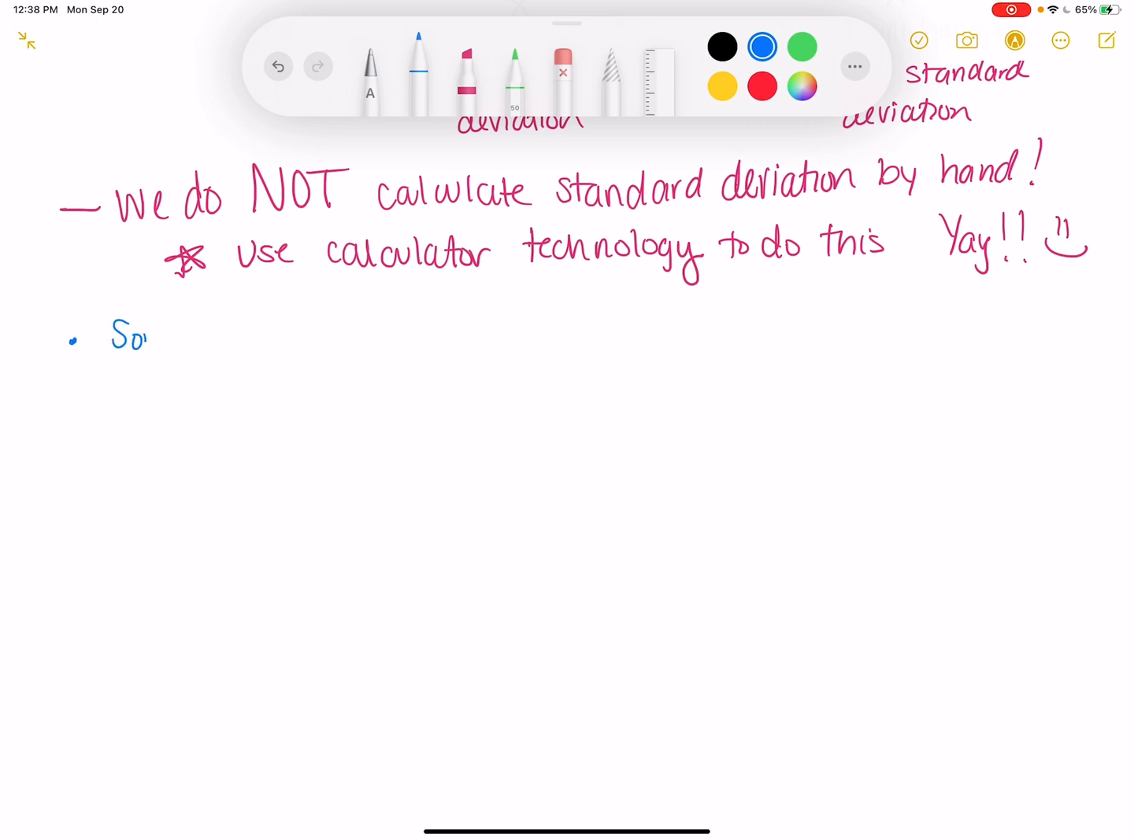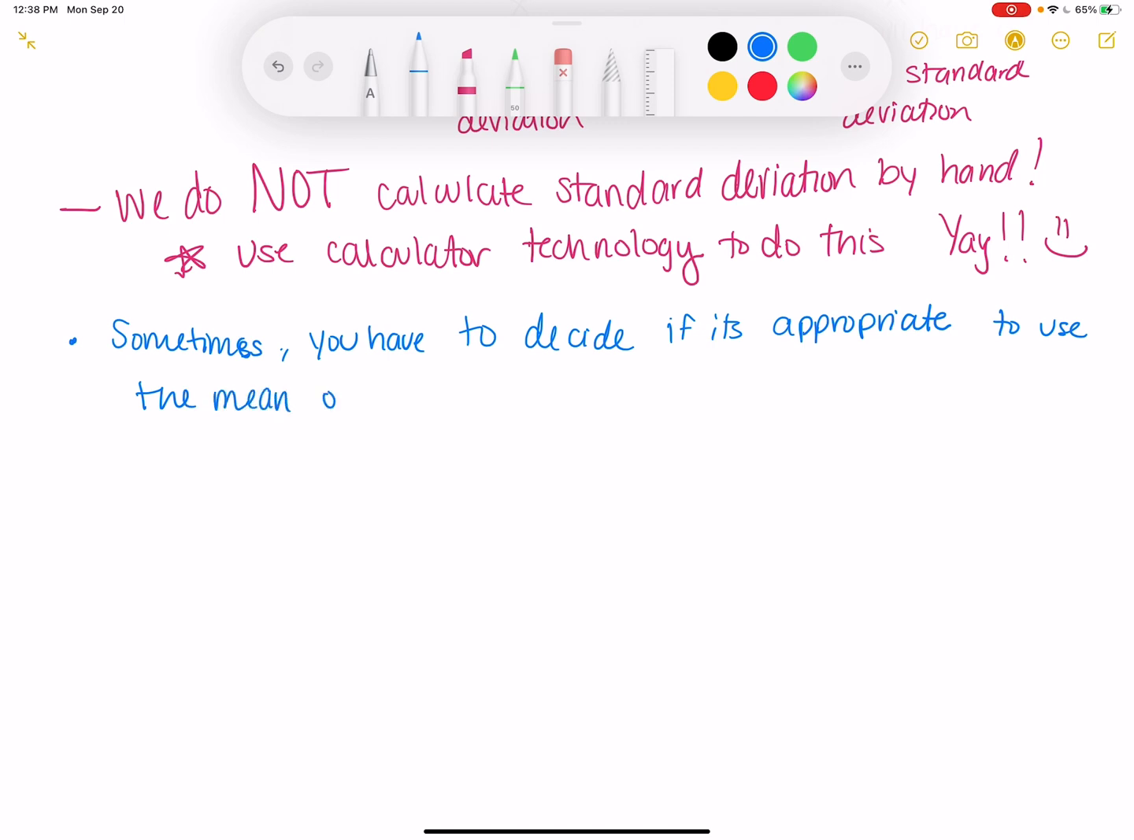So sometimes you have to decide if it's appropriate to use the mean or the median to describe the center of a distribution.